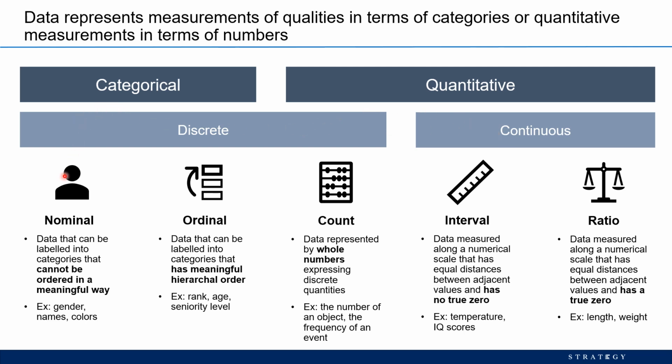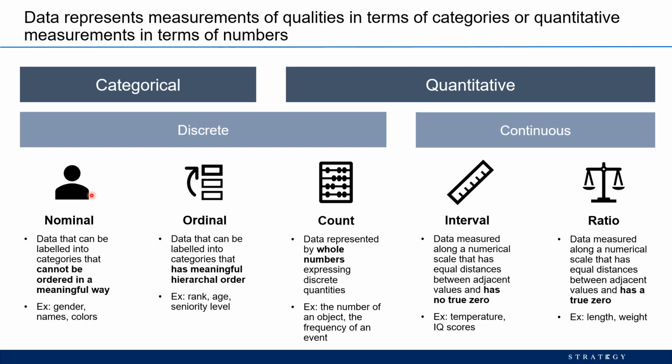Going on, the first type of categorical variable is nominal variables. These are variables that you really can't order. Just think about it as a category. There's really no sense of hierarchy in it. Common examples could be gender, names, or colors. One gender is not necessarily ordered over another gender, or you can't say that, say, red is greater than blue. They're just two different categories that you can put something in.